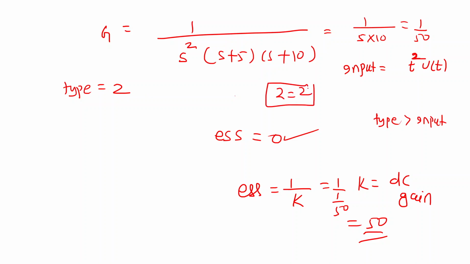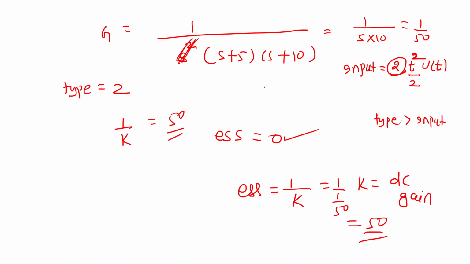It means if 2 is equal to 2, your steady state error will exist. What is the steady state error for type 2? 1 by k again. And what is k? K is called the DC gain. Forget about this s square. And again what do you do? Sir, again 50. The answer will be like that. But you see carefully, here one thing I am missing. I told you that when a parabolic input is there, you convert it into the standard form. You first multiply by 2 and here you multiply by 2. So now whatever this 2 is coming here, again this 2 will be multiplied with the answer. So it will be now 100.